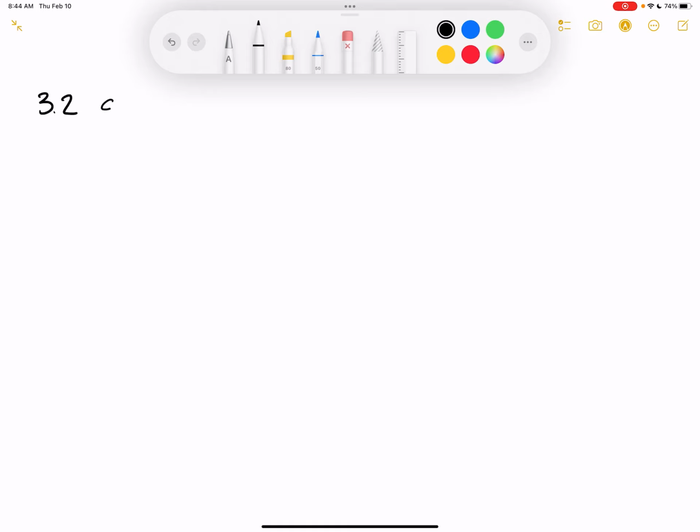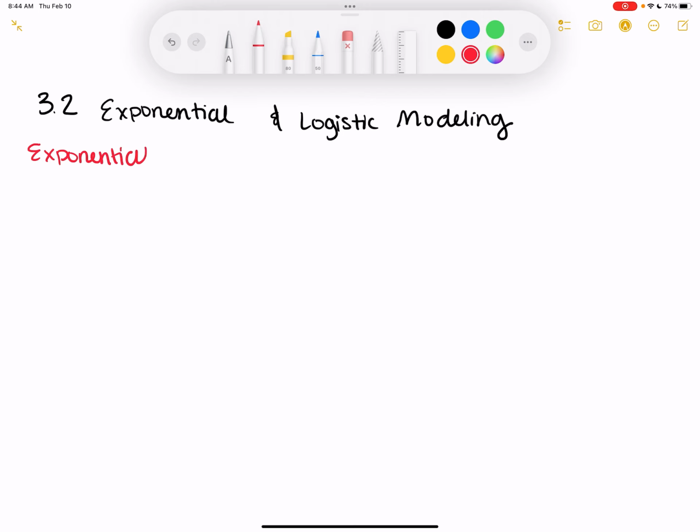All right, 3.2, exponential and logistic modeling. So the one and only thing of notes is the exponential population model.